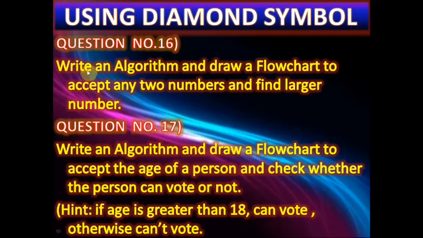First of all I want to make you understand how to use the diamond symbol using this example. Write an algorithm and draw a flowchart to accept any two numbers and find the larger number. First you have to analyze the question. It means we have to accept any two numbers, any two variables from the user, and we have to make a decision about which number is larger, which number is greater, between the two numbers. You can easily understand when I make the flowchart and the algorithm, because it is so simple.